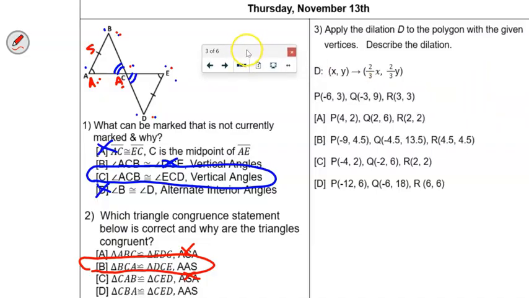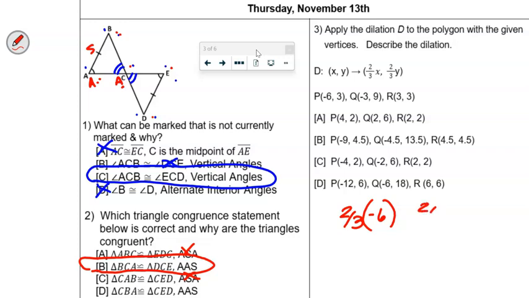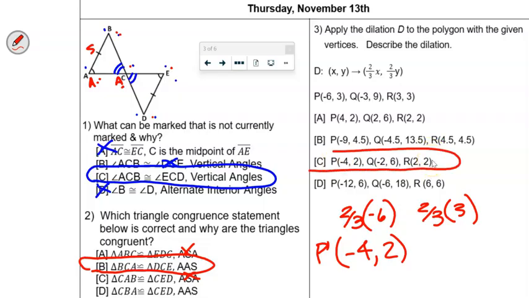Now this one says apply the dilation D to the polygon with the given vertices. Describe the dilation. So we're going to take 2/3 of our -6, and we're going to take 2/3 of our 3. Okay. So 2/3 of -6 is -4. And 2/3 of 3 is 2, okay? So that's what we're looking for our P prime, we're going to call it, okay? It wasn't marked that way, but it should have been. So -4, 2, there's our answer right there, right? And we could go on and do the rest of the points, but we really only have to check P there, okay? Because all the rest of them are different.